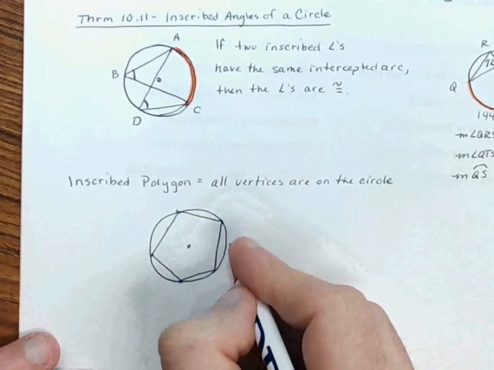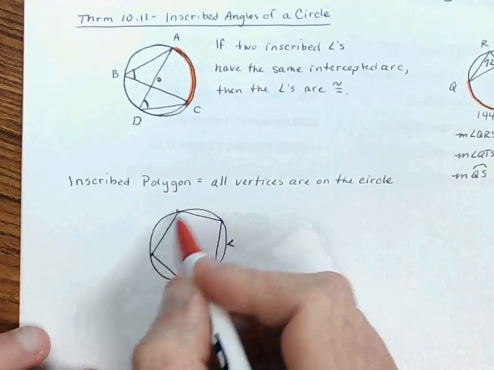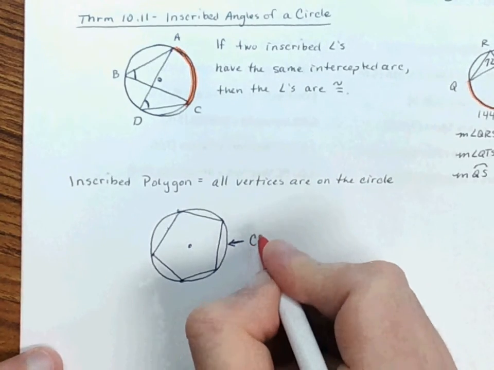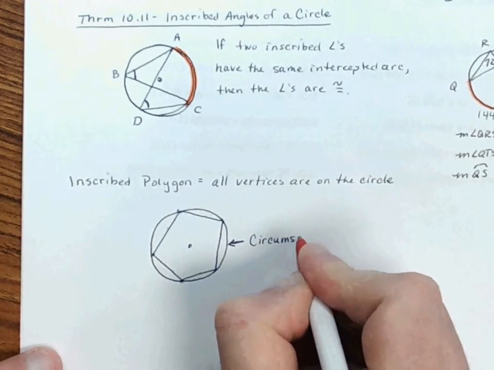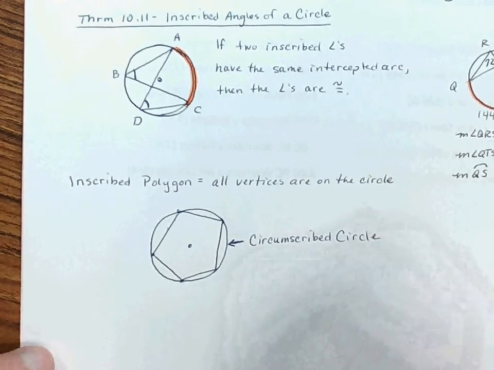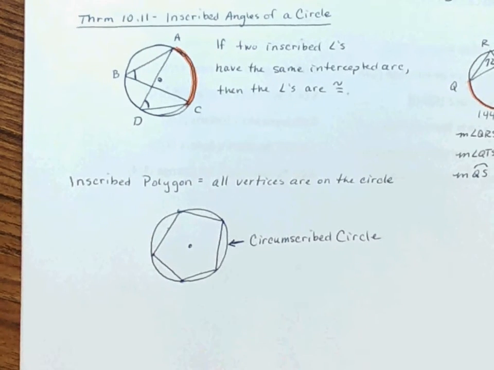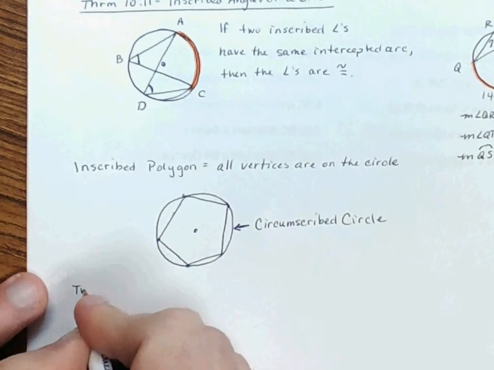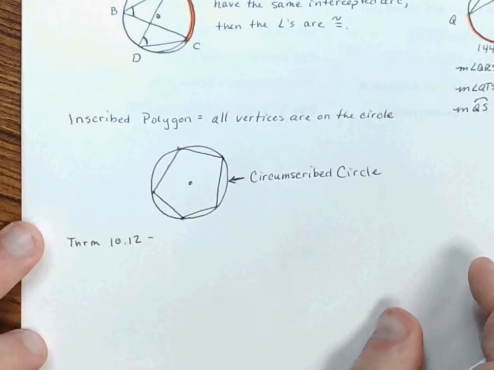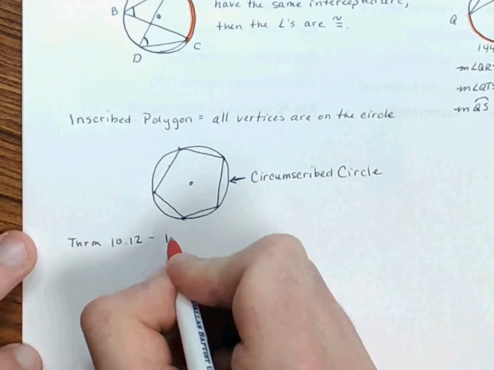Now, this circle that contains all of the vertices, we call that the circumscribed circle. Right? Okay, so we're going to have a couple of theorems to talk about when it comes to these. All right? The first one is Theorem 10.12. It's called the inscribed right triangle theorem.